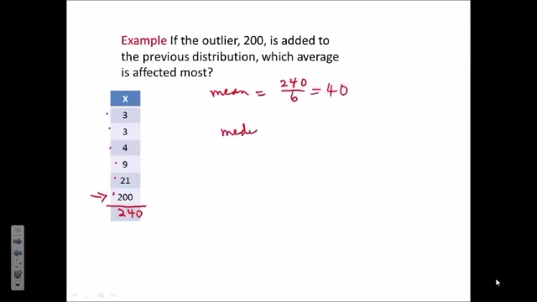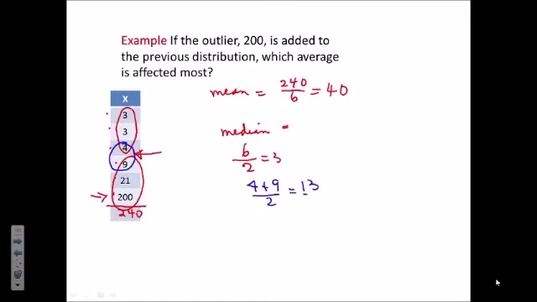The median would be the score in the middle. Well, if we have 6 scores now, divided by 2, that gives 3. If we take 3 from the top and 3 from the bottom, there is no middle score, so we want to pick a score halfway between 4 and 9, halfway between these two scores. We could just take the mean of those two scores. 4 plus 9 divided by 2, 13 divided by 2, 6.5 would be the median.